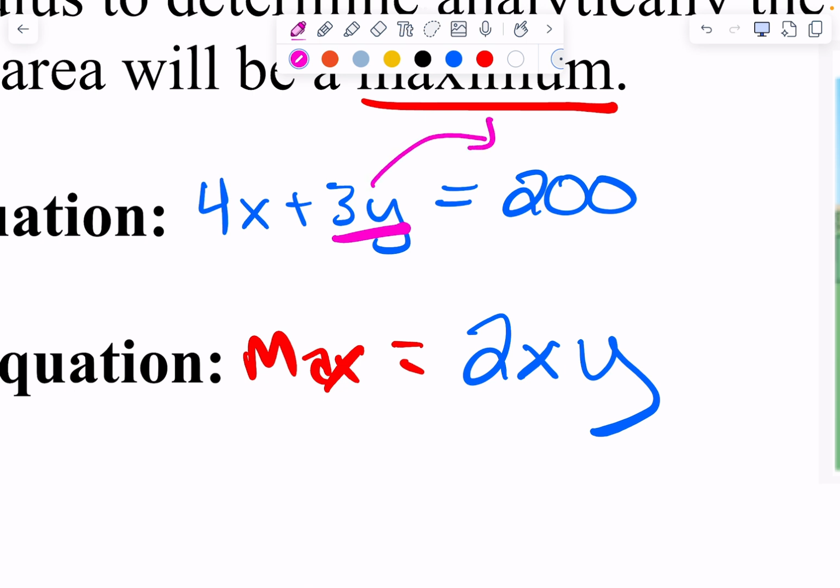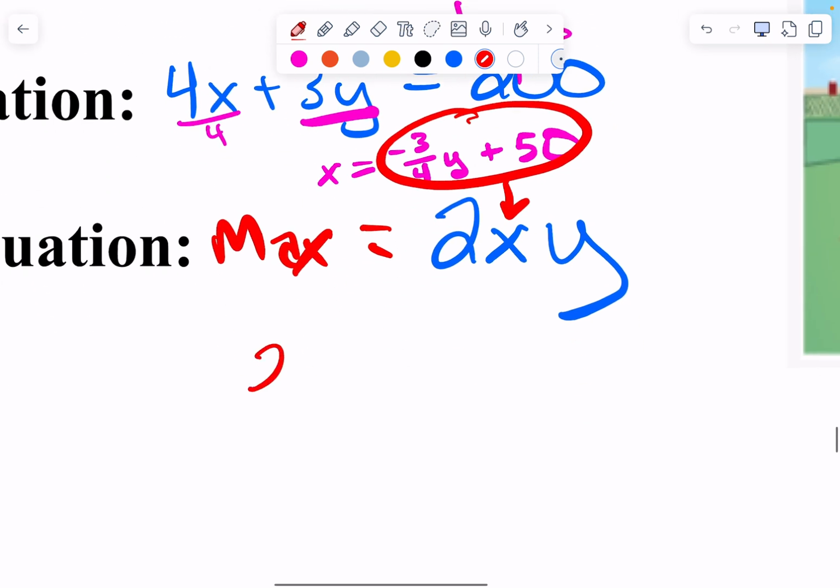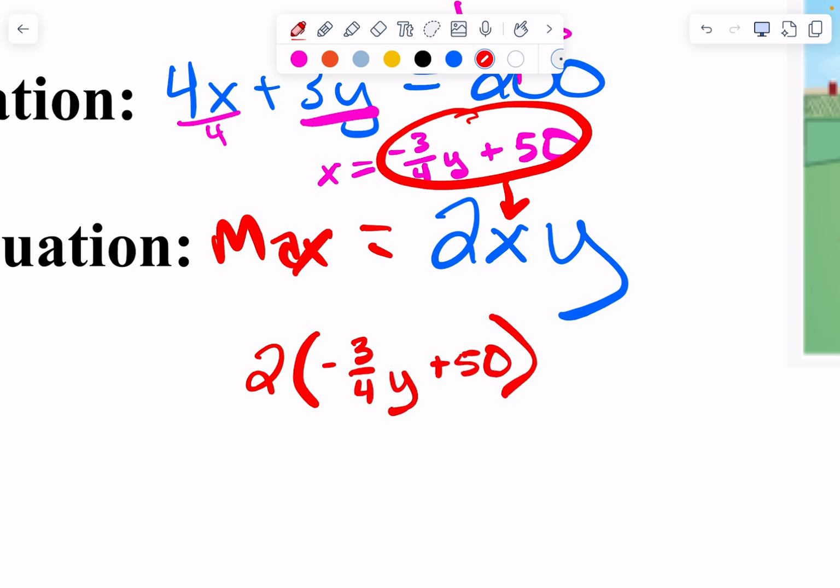All right, move the 3y over. That's negative 3y plus 200, however you want to write that. And I'm going to divide by 4. So x equals negative 3/4 y plus, and 200 divides by 4 nicely, where 200 does not divide by 3 nicely, 50. Okay. So now we go right there. So 2 times negative 3/4 y plus 50 times another y.